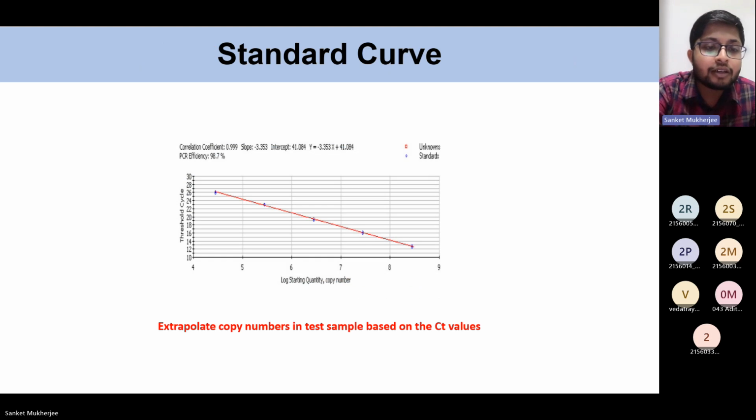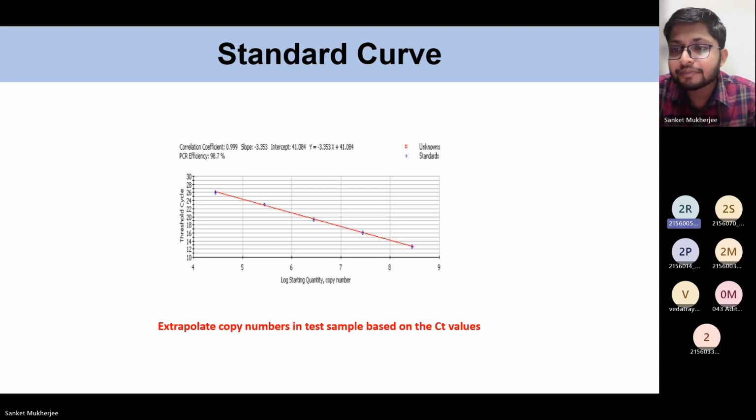If we can plot a standard curve, you know what a standard curve is? Yes, sir. If we plot a standard curve between CT and the copy number, then for an unknown sample, if we get a particular CT value, we can find out its initial copy number. That is understood by everybody, right?